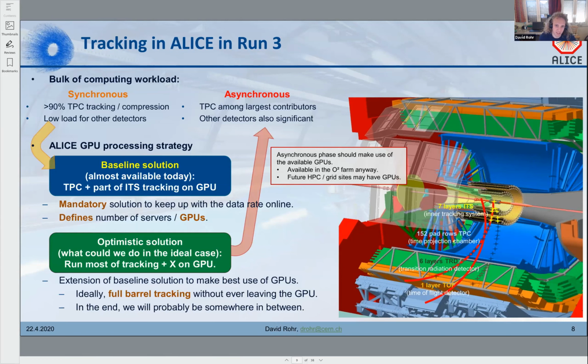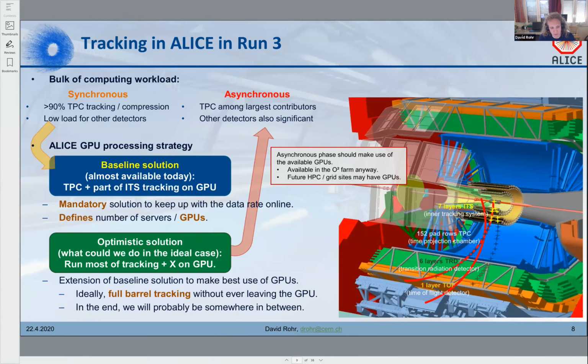But then you have to see that the asynchronous phase is quite different in terms of compute power, because TPC compression is done there and we have all the other detectors that now come in. So basically, if we would use the GPUs only for TPC tracking, we would waste a lot of compute power for the asynchronous processing.